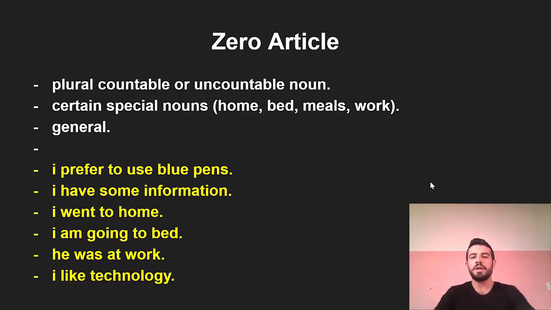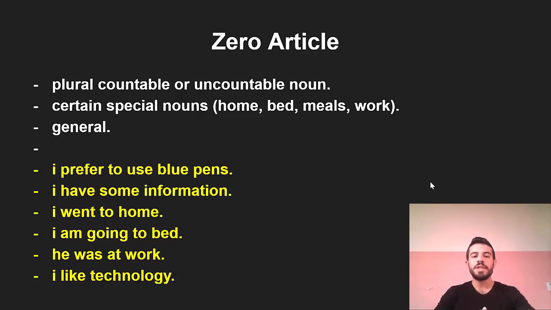Now zero article, which means you don't use an article with a plural countable or uncountable noun. When the noun is plural, not singular, and countable or uncountable, it doesn't matter, we use it without an article, without anything, a or an or the. You don't need anything here.